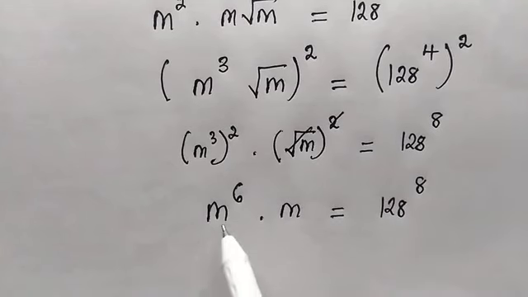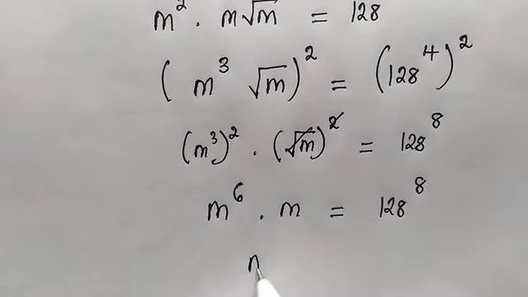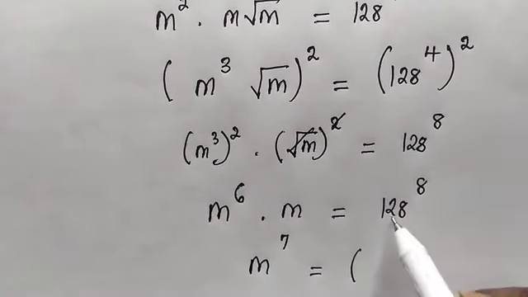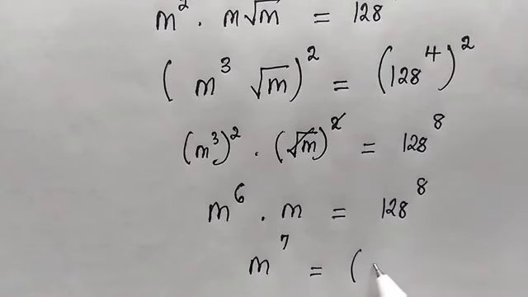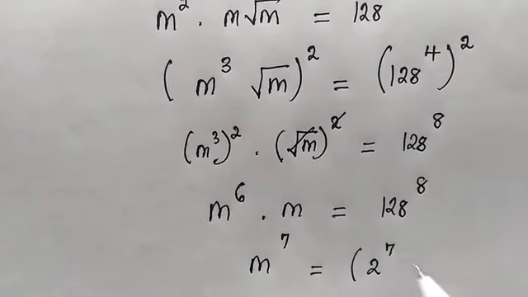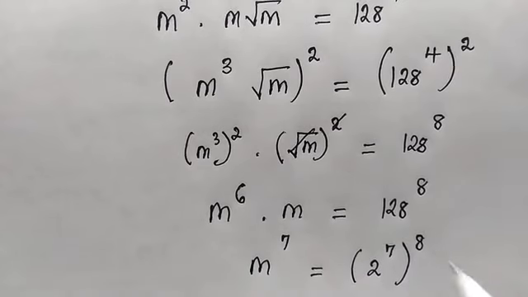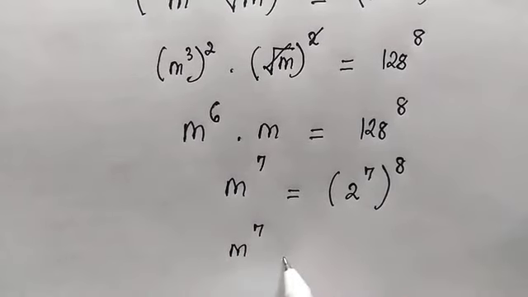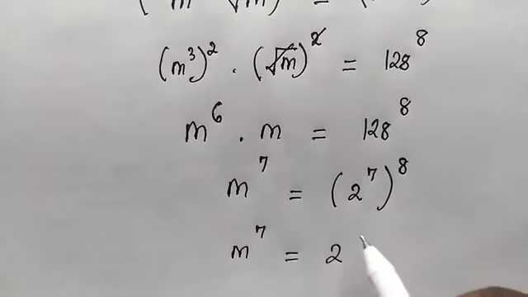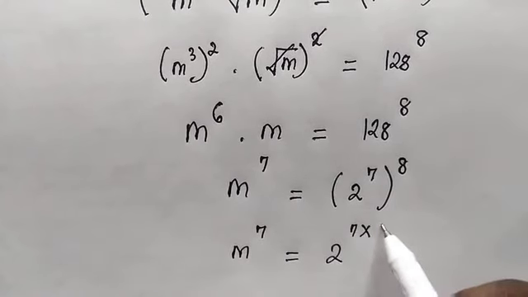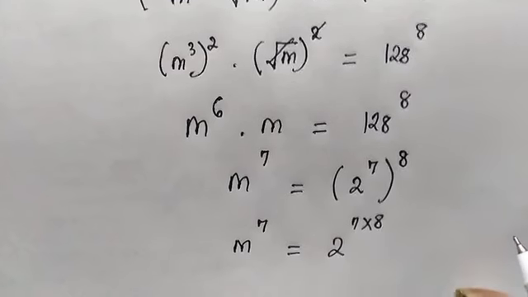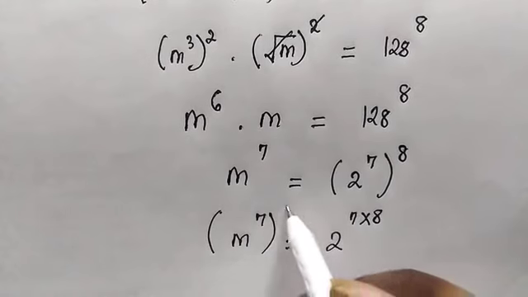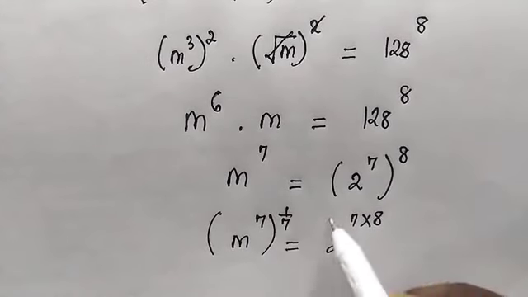Okay. Now, m to the power of 6 times m will give us m to the power of 7, right? So this is equal to, now, down here, 128 is the same as 2 raised to the power of 7. And here we have a power of 8. So here we get m to the power of 7 is equal to 2 raised to the power of 7 times 8, right? Now we're going to raise both sides to the power of 1 over 7.